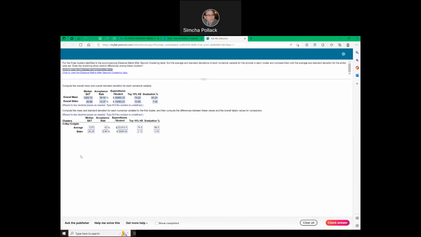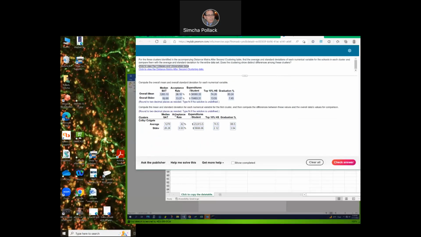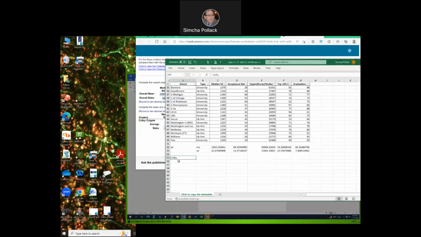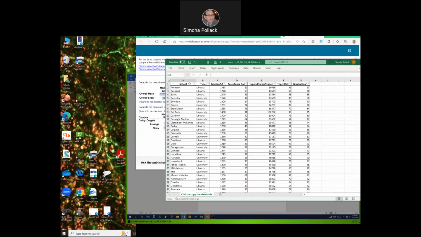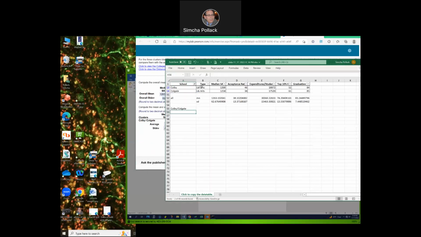This is just Colby and Colgate. So here's where the filter comes in handy. Colby and Colgate, really Colby and Colgate together. So in your filter, we select all, then only choose Colby and Colgate. Now we have data only for those two rows.